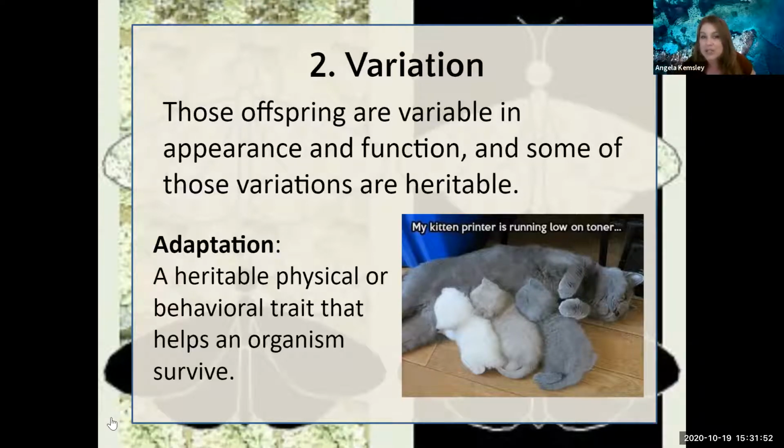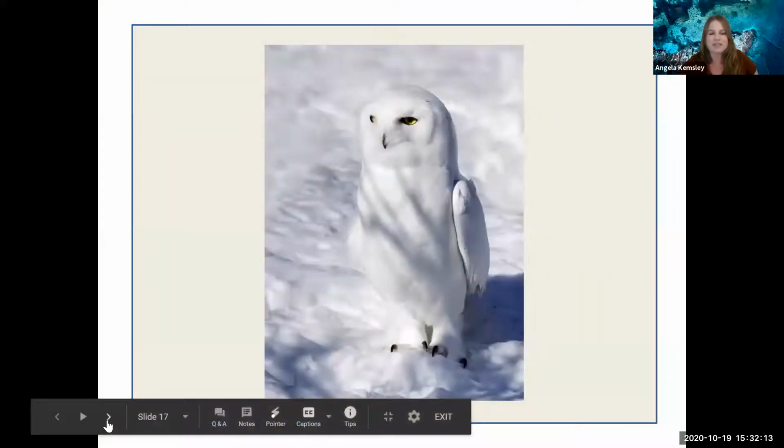So an adaptation is a heritable physical or behavioral trait that helps an organism survive. So it's usually something on an organism's body that helps them better exploit their environment. And so we have the actual adaptation, and then we have the function of that adaptation. What does that adaptation do? So let's look at a couple of examples of this.